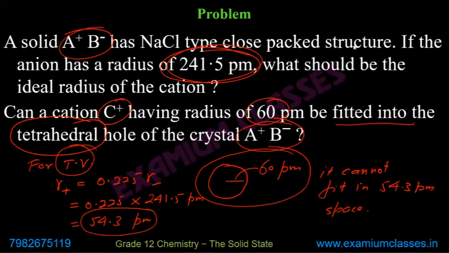But suppose any other value is given. Suppose instead of 60 picometer, it is given 50 picometer, then you will write yes. If this is 50 picometer, it can fit. It can fit in 54.3 picometer space. So yes, it can fit in the tetrahedral void, but 60 picometer will not.